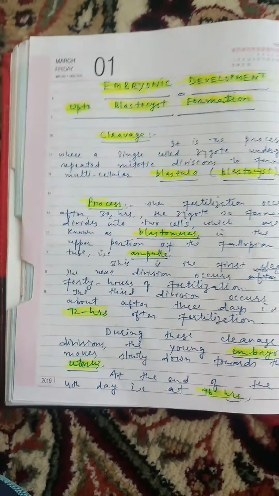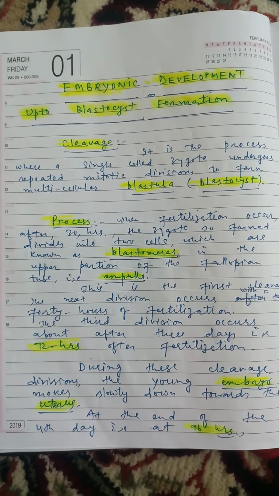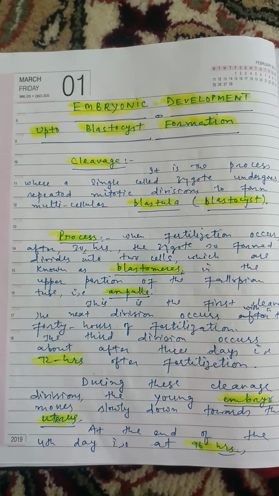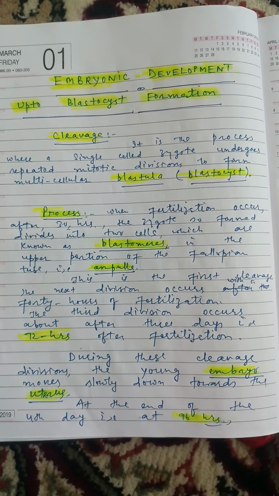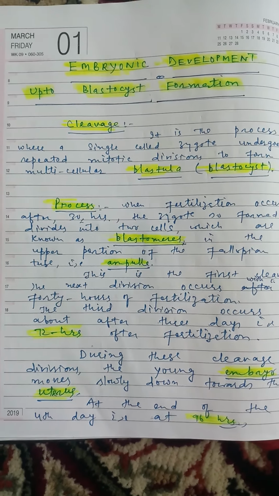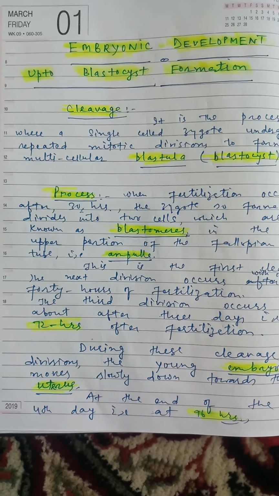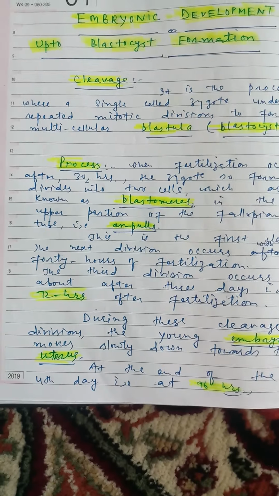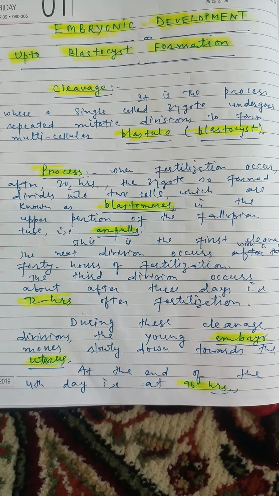So students, cleavage is the process where a single-celled diploid zygote undergoes mitotic divisions in order to give rise to a multicellular structure which is known as blastula or blastocyst. So this is the cleavage, and now we should know how this process starts and how it proceeds. So here is a pictograph of this.